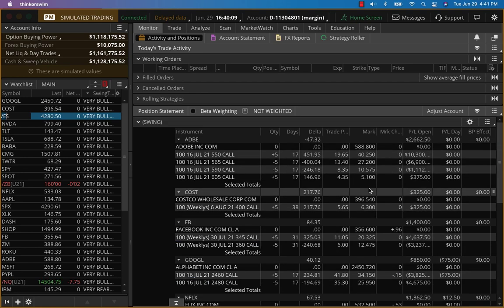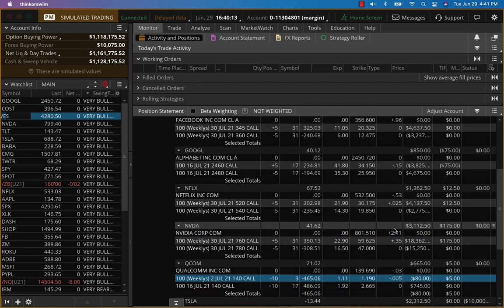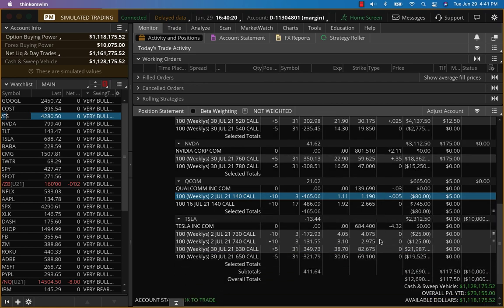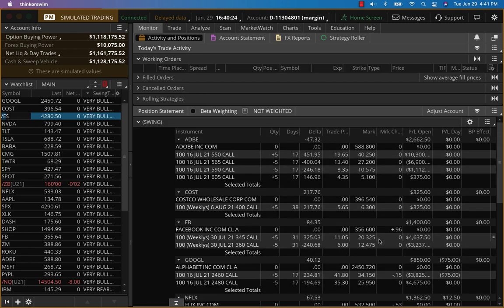So we'll be closing five trades today. I'm closing Adobe, I'm closing Facebook, I'm closing Netflix, I'm closing Nvidia. Nvidia made a huge jump. You can see everything is deep in the money now, and same with Tesla as well. Everything is deep in the money. So we'll close out these trades and then we'll look for new trades tomorrow.